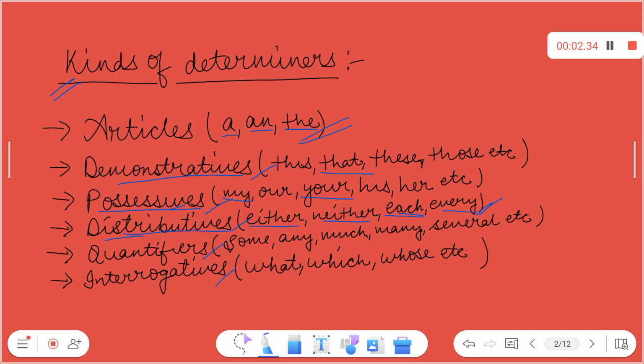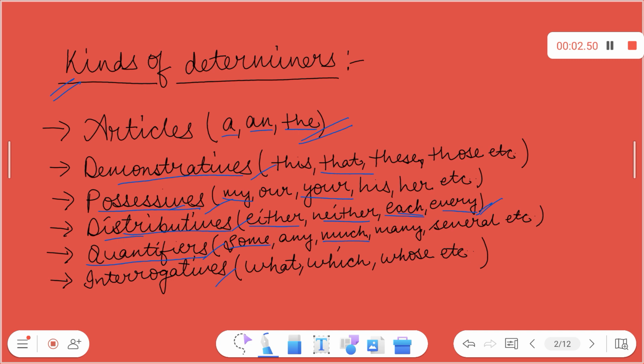Alright? Now comes our quantifiers. It is very easy, students. Whenever we talk about quantifiers, it tells about quantity. How many chocolates do you have? If I say so, I'm talking about quantity. I have some chocolates. Alright.